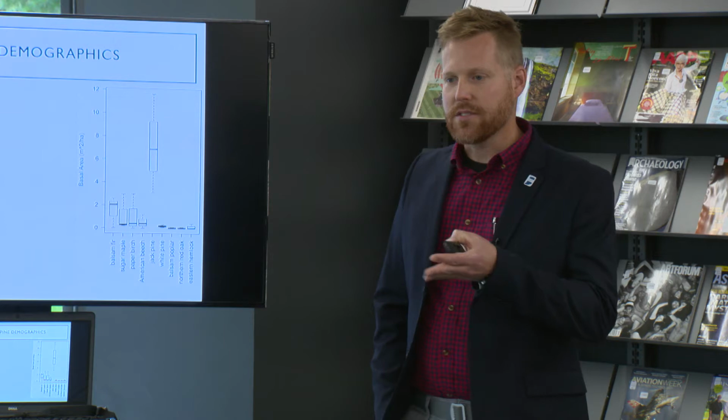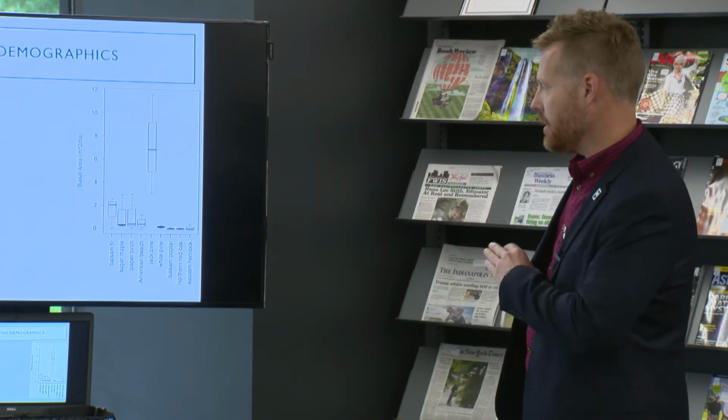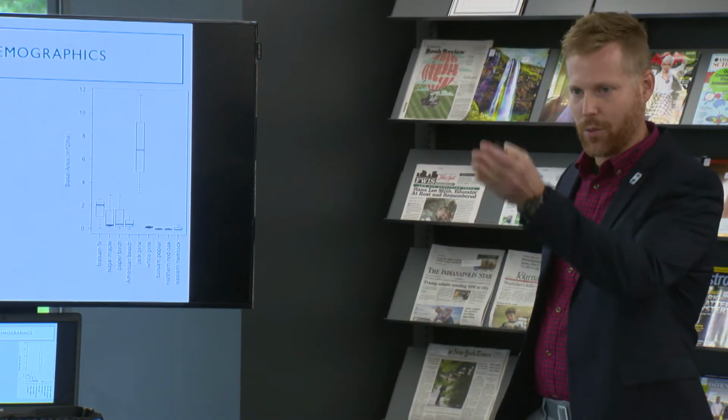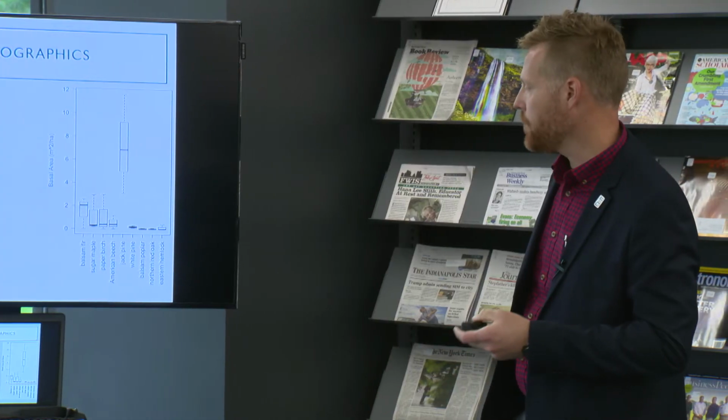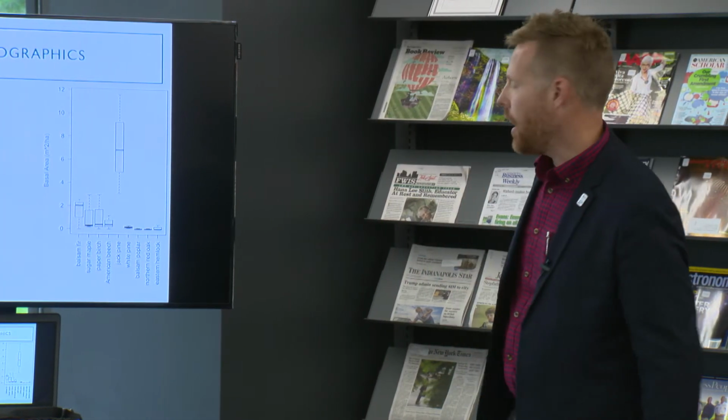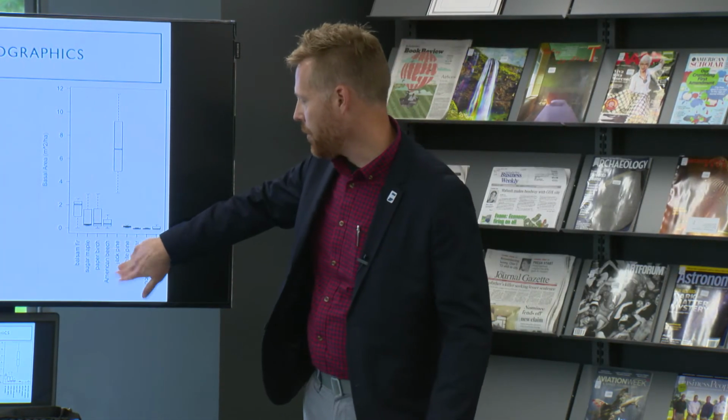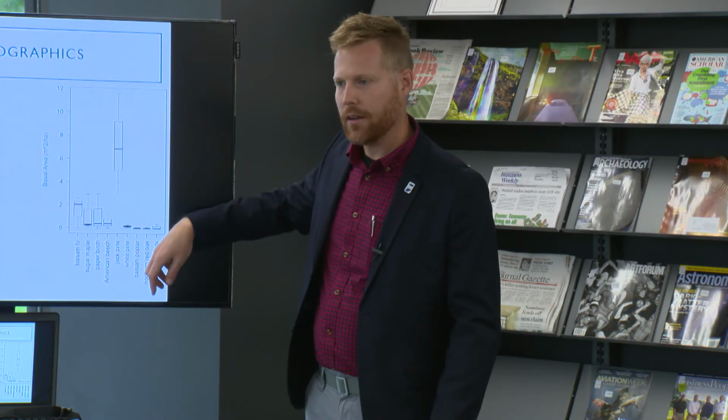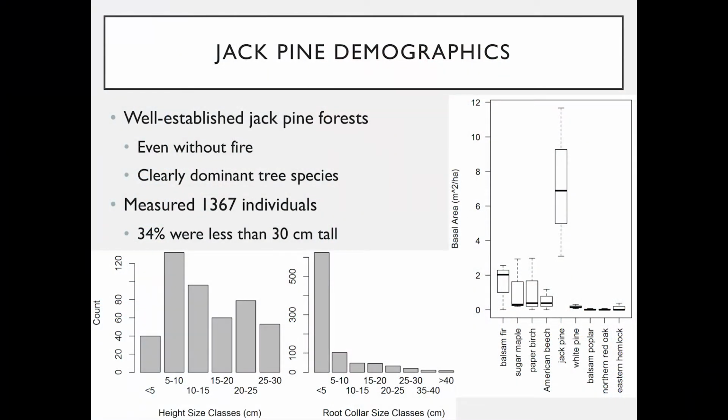Since the focus of this study was on the jack pine, we oriented our transects so that we always went through the jack pine forest, but we went through some other areas where things like balsam fir and sugar maple and paper birch were a little bit more dominant. But across this ecosystem that we were focusing on, jack pine was the dominant species. So jack pine here, the basal area again is just kind of a measure of volume of the forest that's made up by that species. So even without fire, jack pine is the dominant species in this forest system.